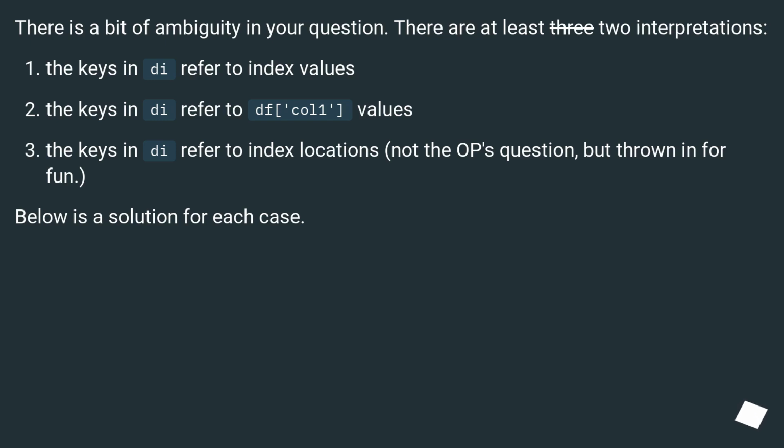There is a bit of ambiguity in your question. There are at least 3 interpretations: the keys in D refer to index values; the keys in D refer to df col1 values; the keys in D refer to index locations, not the OP's question, but thrown in for fun. Below is a solution for each case.